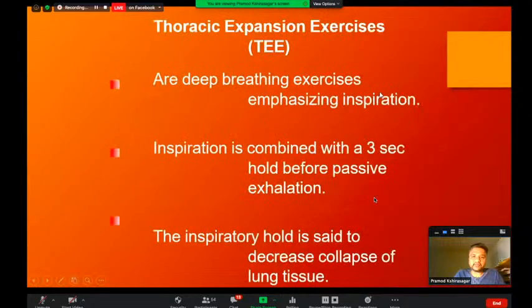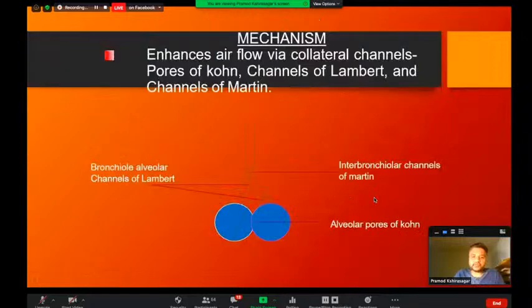So take a deep breath, emphasizing inspiration. What is the rationale behind thoracic expansion? It is deep breathing, emphasizing inspiration. Inspiration is combined with a 3-second hold before the exhalation, and the inspiratory hold is said to enhance collateral ventilation. So you have interlobar, interbronchial channels of Martin, bronchioalveolar channels of Lambert, and pores of Kohn, which connect the alveoli. So you are facilitating the collateral ventilation. Okay, so this is the rationale behind your deep breathing.